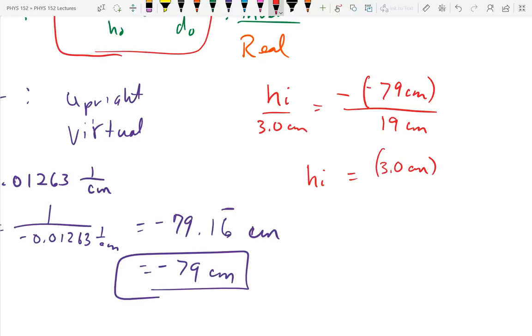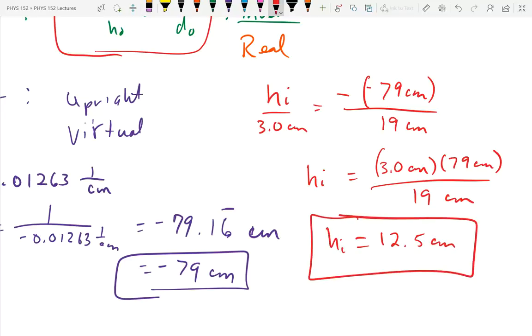Got to put my sign there. And so I have... So there's the height. That was the distance image. That's how you do it algebraically.